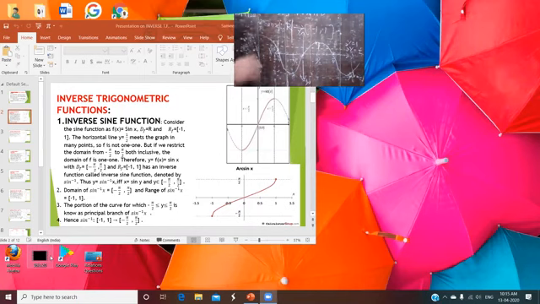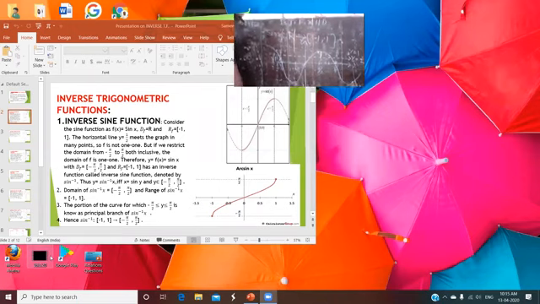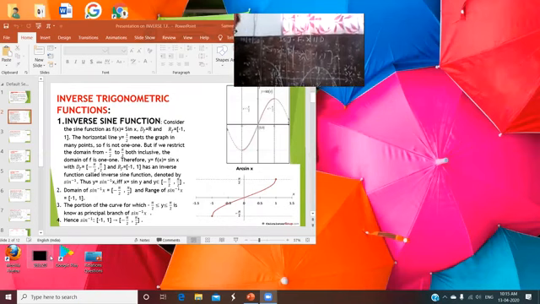But in our syllabus, we have to study only the principal branches. So here we are discussing only the principal branch of the inverse trigonometric function, not beyond that. Here you see that from minus pi by 2 to pi by 2, your function becomes 1-1. If you restrict the domain from minus pi by 2 to pi by 2, it is invertible, and the inverse of sine exists.